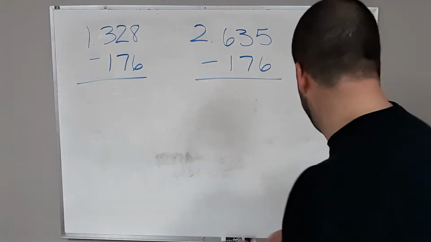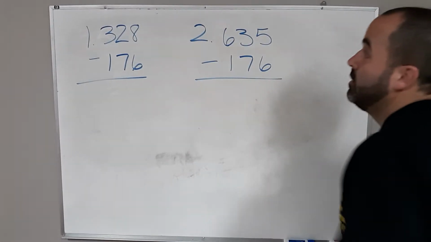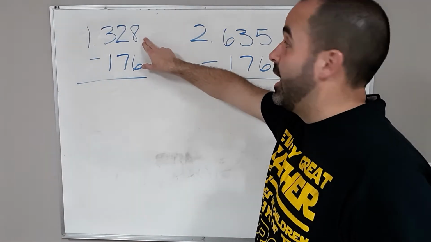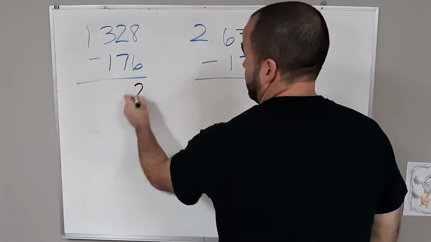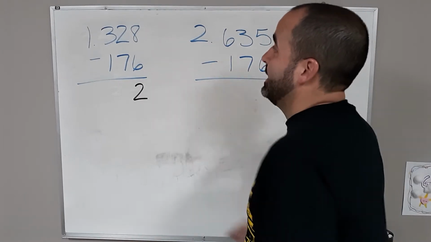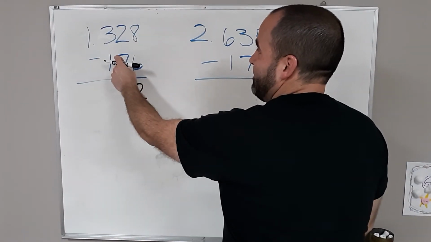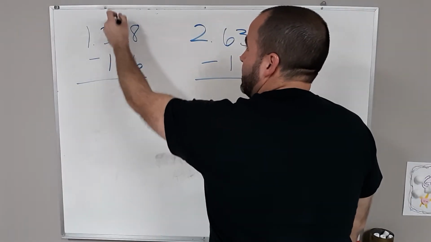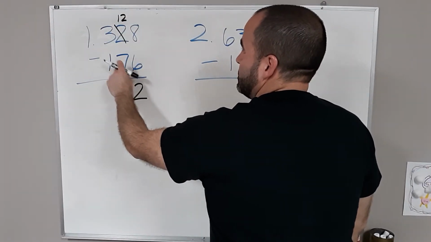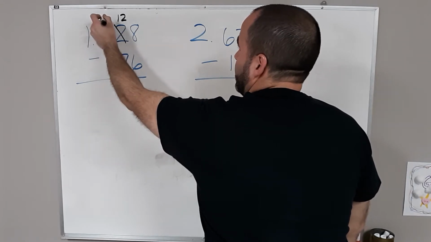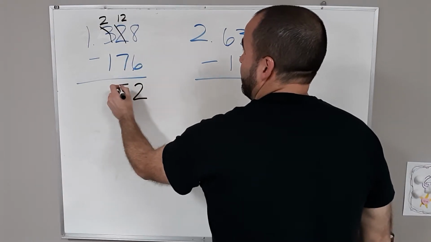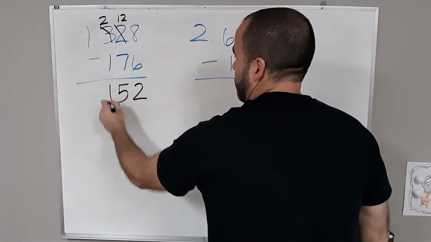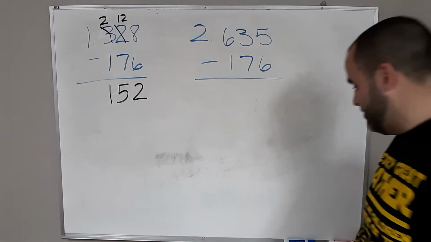Starting out with number 1, we're going to start at the ones column. 8 minus 6 equals 2. We didn't need to borrow there because 8 is greater than 6, so we can just subtract. Now, going to the tens, 2 minus 7. Well, 2 we have to cross out because it's less than 7, so 2 becomes 12, and that means I had to borrow from the hundreds place and make that a 2. So then, 12 minus 7 equals 5, 2 minus 1 equals 1, and my answer then is 152.